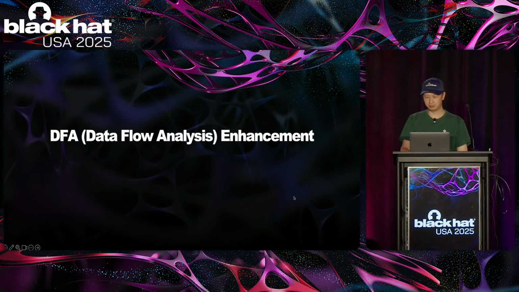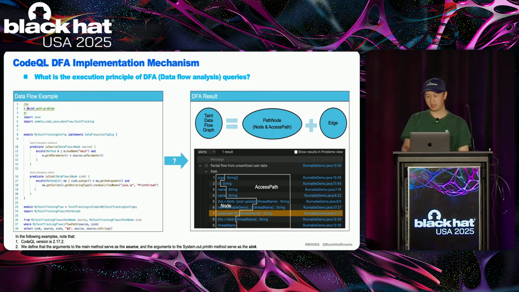And for the second problem, I will introduce our enhancements to DFA, data flow analysis. What is DFA in CodeQL and the other SAST tools? On the left is an example of data flow analysis in CodeQL. It works by extending data flow config.sig here, and implementing the isSource interface at line 10 and isSink interface at line 16, and then calling flow path to perform a global taint analysis at line 27 here.